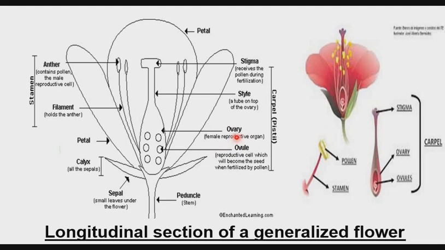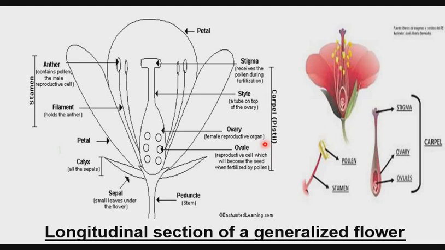If we have two or more separate carpels, we say that it's apocarpous. An example of such a flower that is apocarpous is the rose flower. Or if a flower has two or more carpels that are fused to form a single structure, we say that it is syncarpous. An example of such a flower is the hibiscus flower.